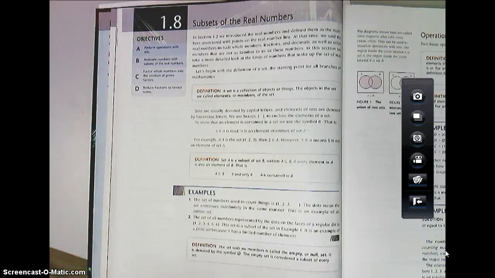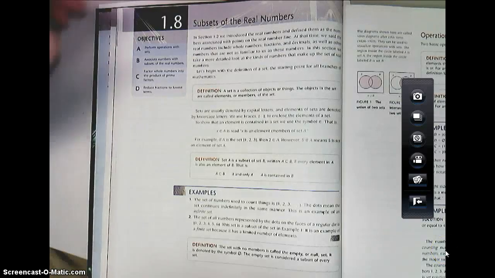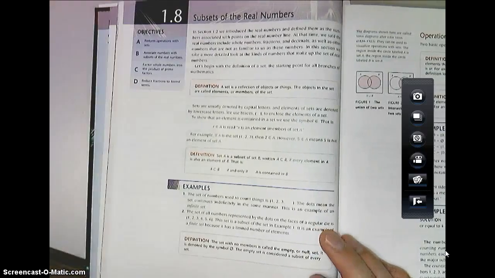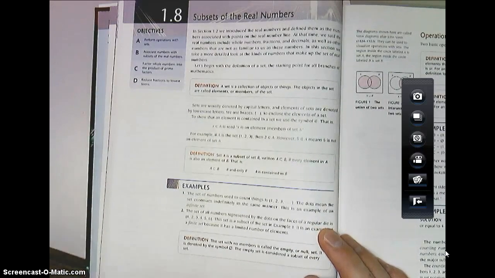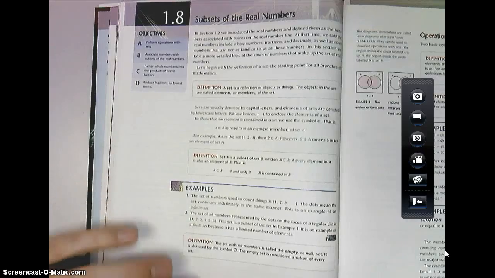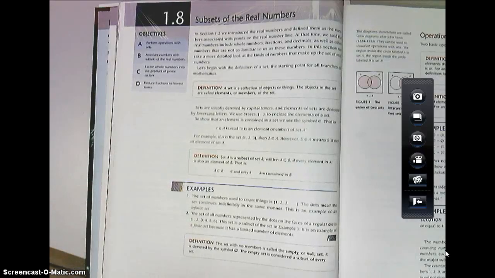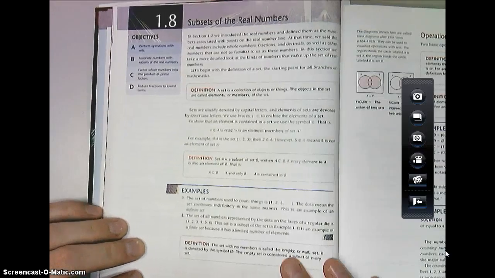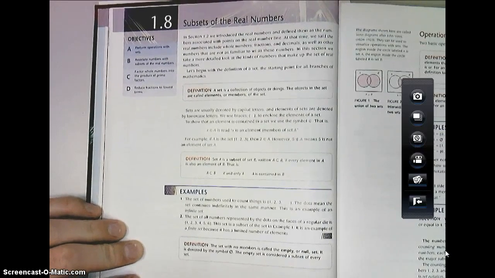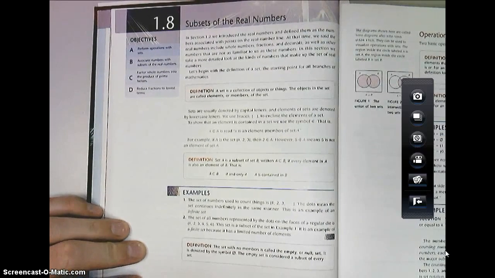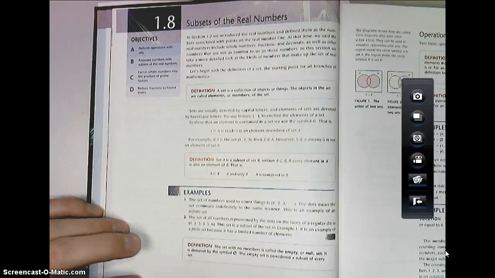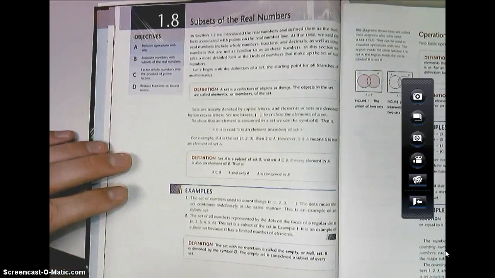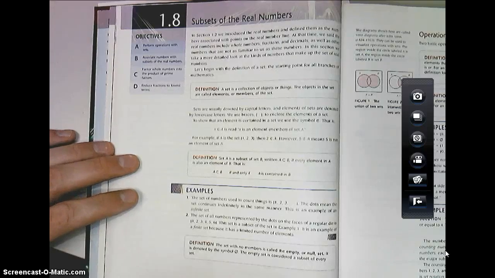Okay, so moving on to section 1.8. This section talks about the subsets of real numbers. This is something that you probably haven't seen a whole lot of before, and something that you might not necessarily see a whole lot of again, but I think it's important just to at least look at it and have an idea of what's being talked about, because it could show up anywhere, and it will absolutely show up in college if you pursue any type of math in college.